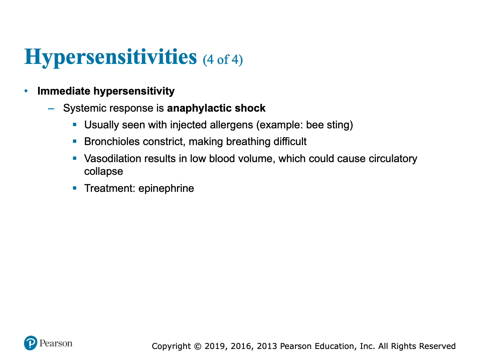Your bronchioles are going to constrict. You're going to end up with your vessels starting to get really wide. What's that going to do? It's going to slow down blood flow. So in a nutshell, you're going to collapse. It's treatable, epinephrine. People that know they're allergic to bees or peanuts often will have EpiPens.